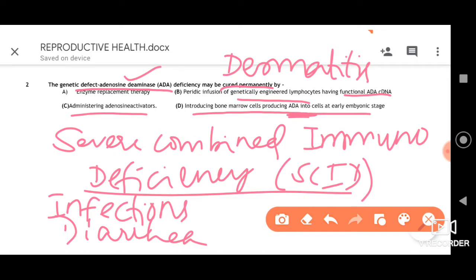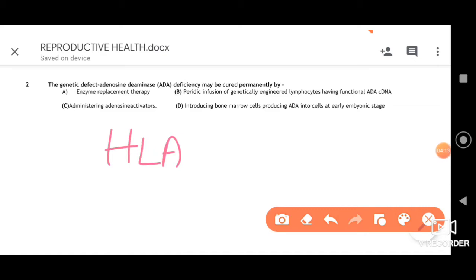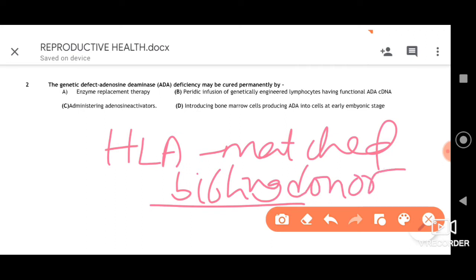Now let me tell you, SCID patients can be cured with an HLA matched sibling donor, and this can be possible through bone marrow transplantation. So definitely the fourth option would be correct here. The only chance of permanent cure is introducing bone marrow cells producing ADA.